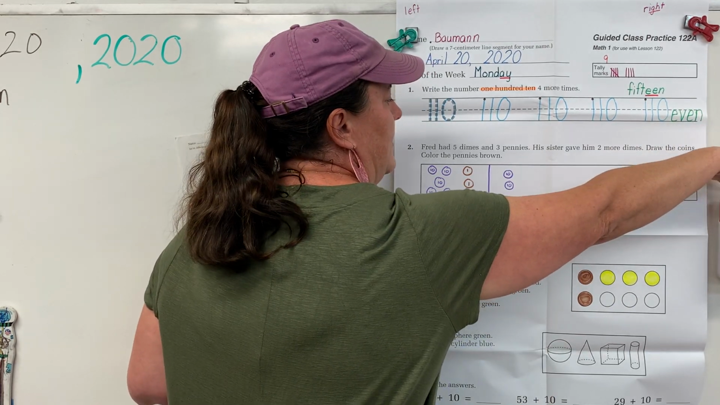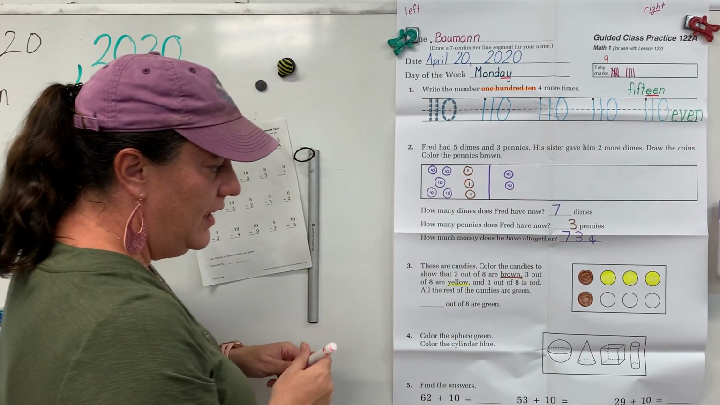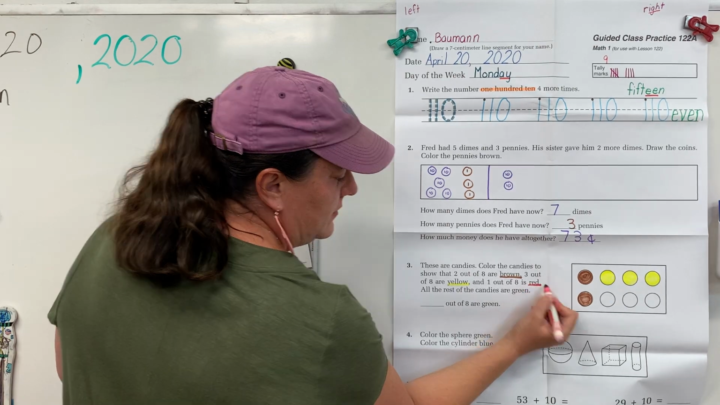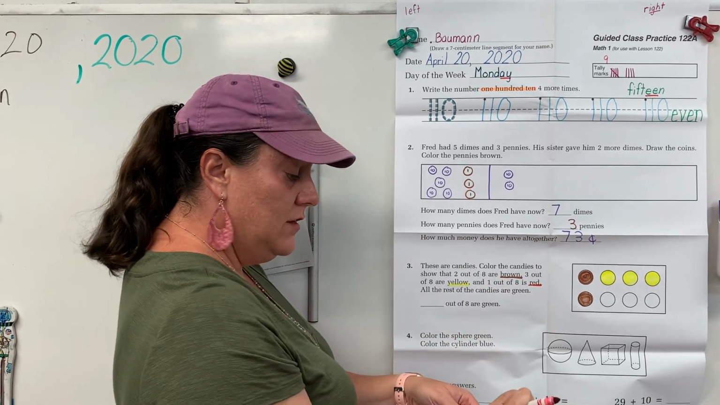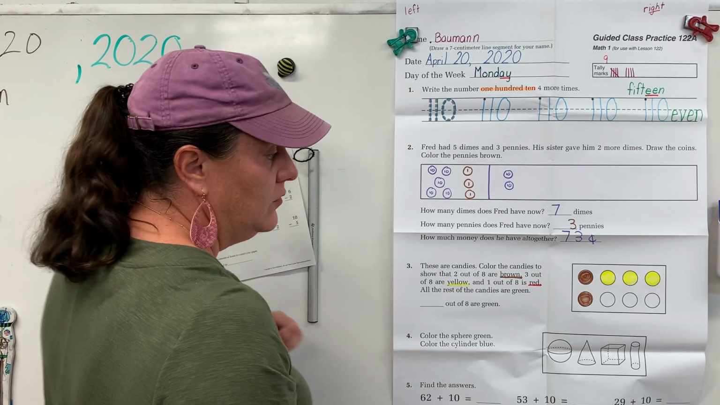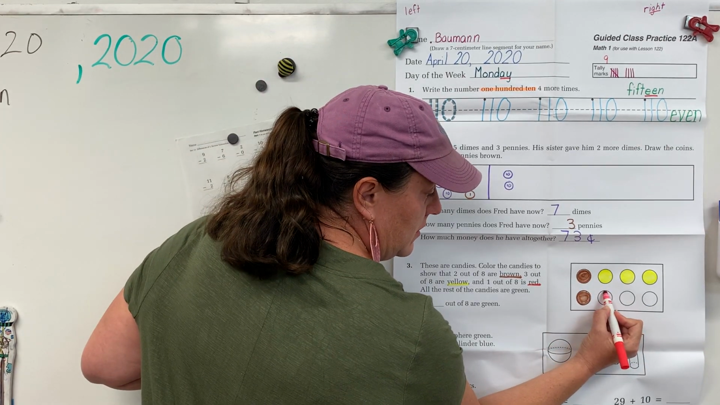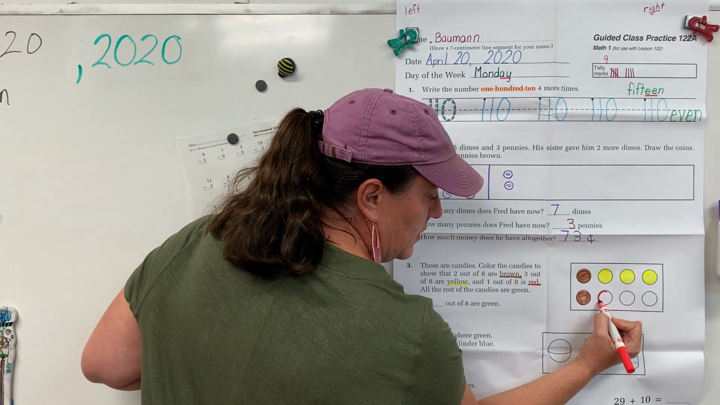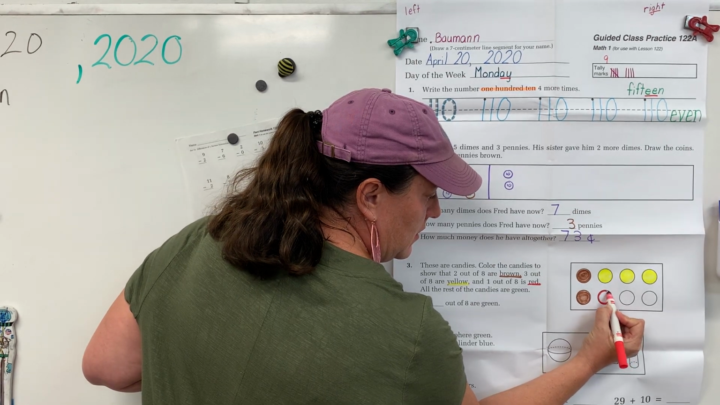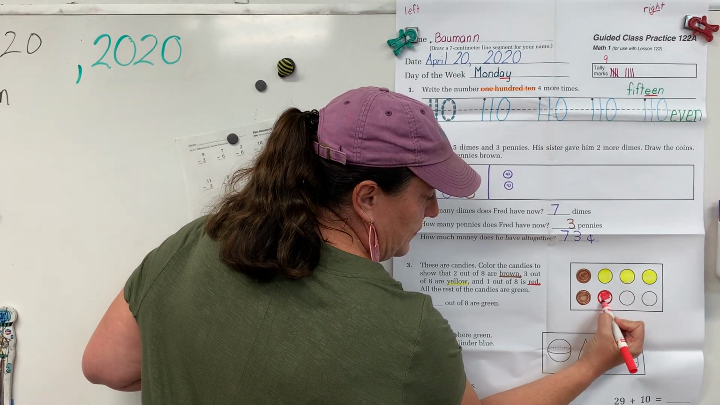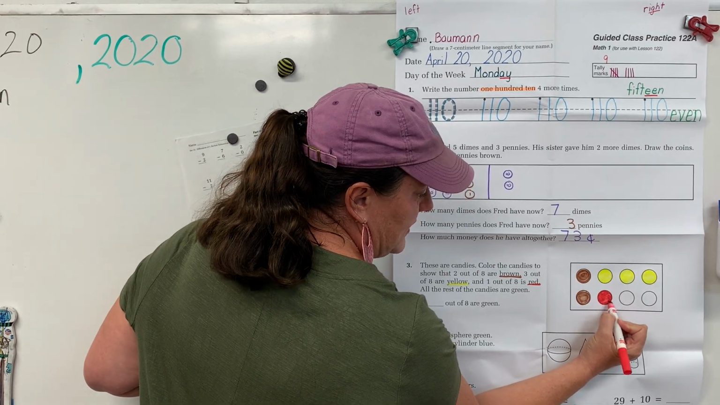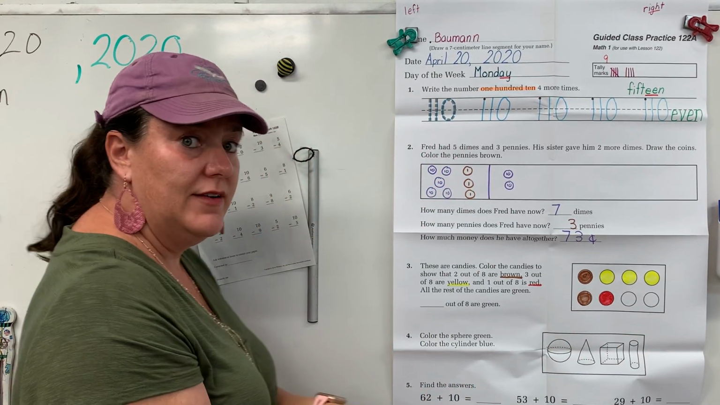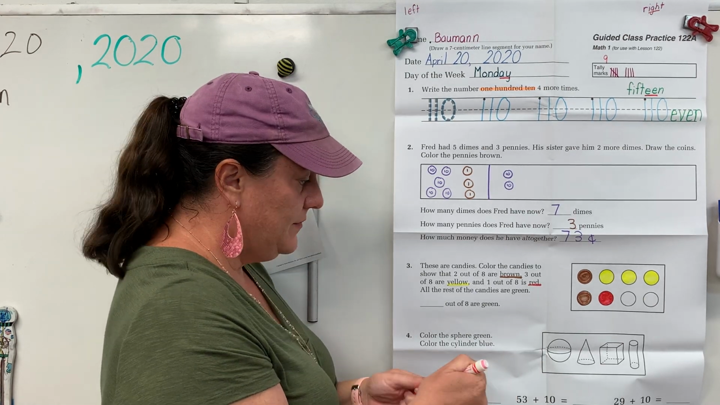Let's get out our red and underline the word red. All right, 1 out of the 8 candies is red. So pick one of them to color red. Okay, if you've been having a hard time and you've been going outside the lines, I want you to get your big eraser and clean it up some, make it look nice.